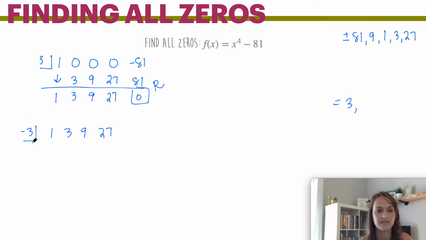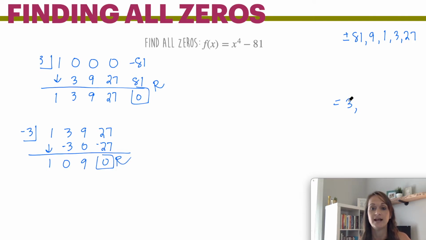So I know that 3 worked. I'm now going to see if negative 3 works. So bring down my 1, multiply. That's going to give me a 0. Multiply, that gives me 0. Add, that gives me 9. Multiply, that gives you negative 27. And I did find another remainder of 0. So I now know that negative 3 works. At this point, I have 3 coefficients. So I'm going to rewrite this as a function. This is my constant. This is the coefficient in front of x. This is the coefficient in front of x squared. So this is x squared plus 9.